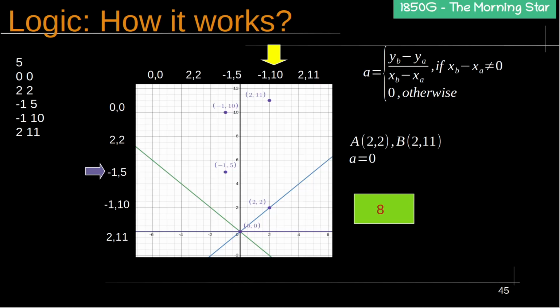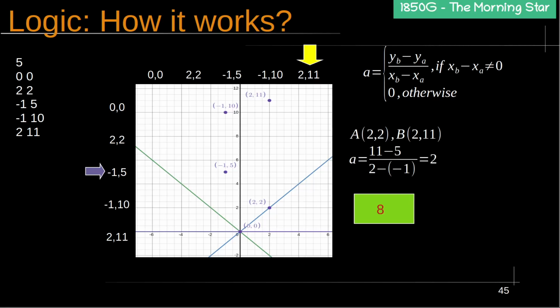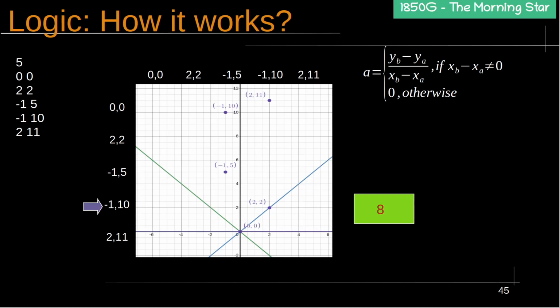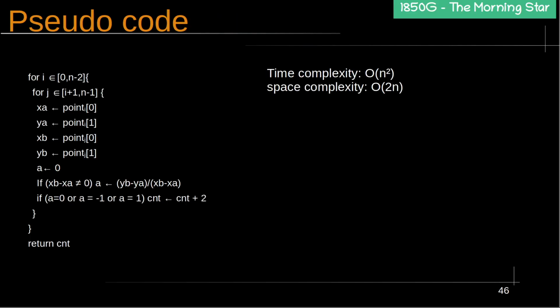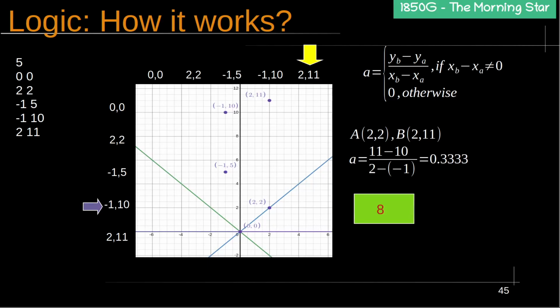The number of directions is now 8. Minus 1, 5 to the point 2, 11. Slope is equal to 2. There is no direction. And -1, 10 and 2, 11. Slope is equal to 0.3. There's no direction. And this is the end of this example. As you see, for this input, I have 8 directions, as we found in the first presentation, first slide.